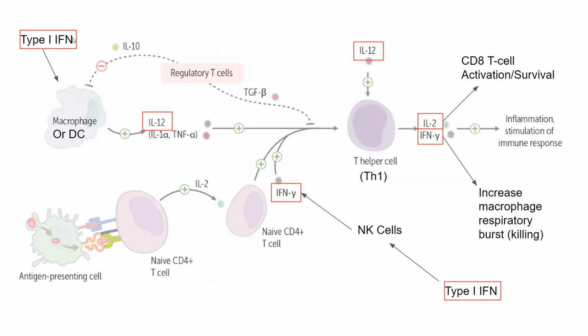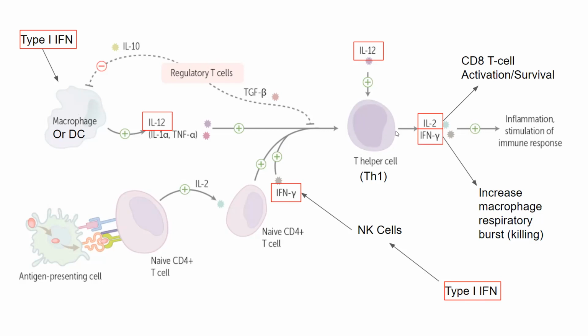So remember, our type 1 interferons are up here, down here. Okay, what are they doing? They're going to the macrophages or dendritic cells, causing them to produce IL-12, okay? Or they're going to the NK cells, causing interferon gamma production. What do those do? Those induce differentiation of naive CD4 T cells to Th1 subtype.